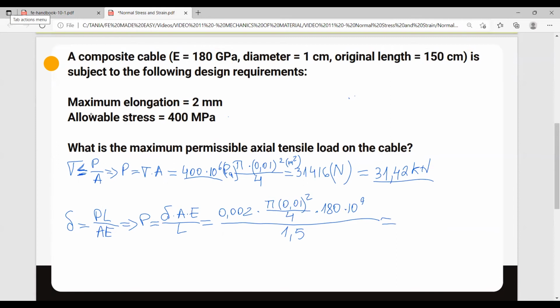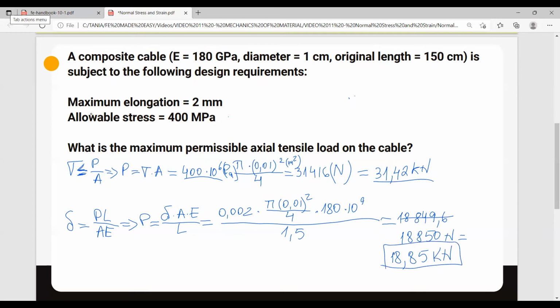Okay, so I have 0.002 multiplied by pi, 0.01 squared, multiplied, divided by 4, multiplied by 180 times 10 to the 9, divided by 1.5. I'm getting 18,849.6. I should have just said 18,850 newtons. And if we transform this to kilonewtons, I will get 18.85 kilonewtons.